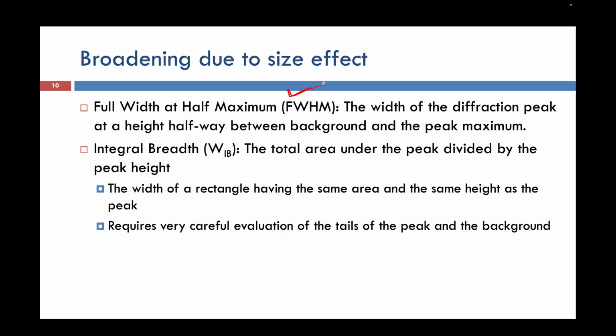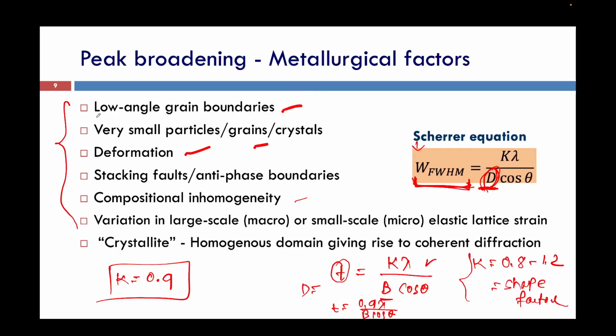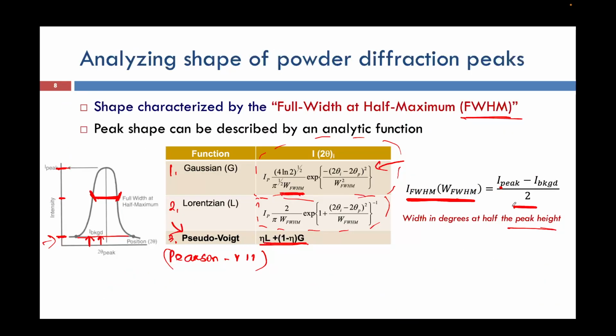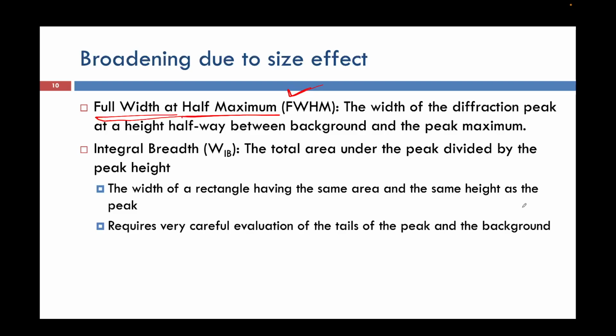Repeatedly I am telling, this term is one of the important terms, full width at half maximum. Okay, whether you do automatic indexing or manual indexing, this FWHM is always important. So what does it mean? The width of the diffraction peak at half height between background and peak maximum, whatever I have written here. Okay, so this is what is called FWHM. And based on this FWHM, we have calculated the Scherrer's equation.